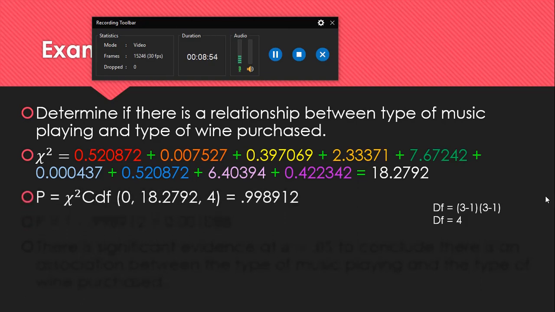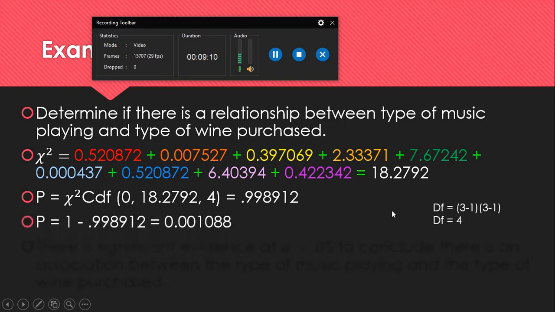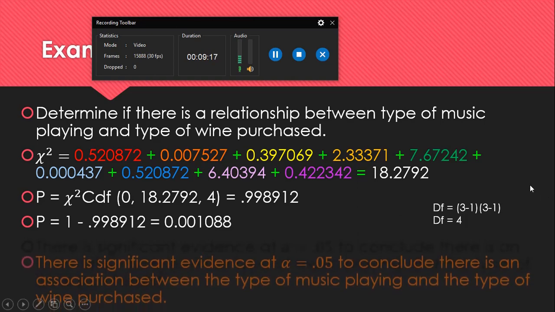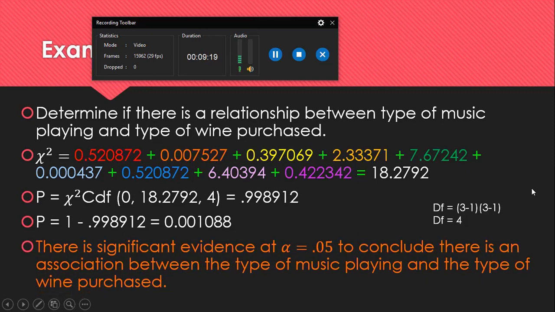So on the calculator, you're going to find the chi-square CDF key. Lower bound is always 0. There's my chi-square value, and I have 4 for degrees of freedom, resulting in 0.998912. And again, we'll have to do a 1 minus. So my p-value is pretty small when you compare it to alpha 0.05. And at this point, I'll make a conclusion that we do have significant evidence at alpha 0.05 to conclude that there is an association between the type of music playing and the type of wine purchased.